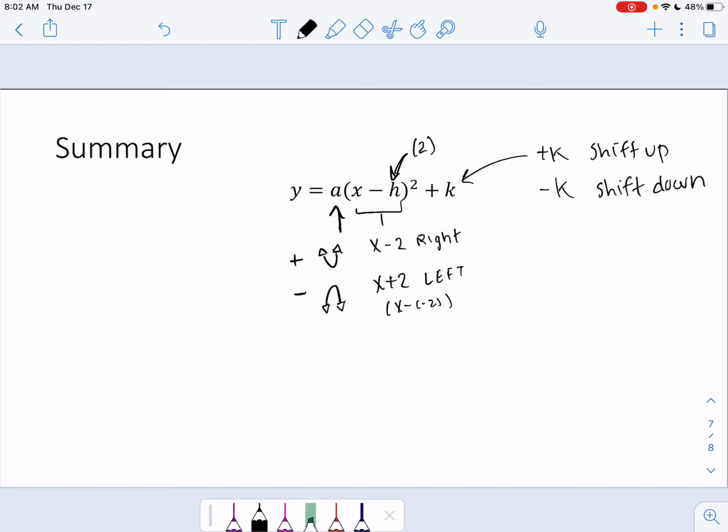And you can easily identify the vertex by looking at my h and k values.